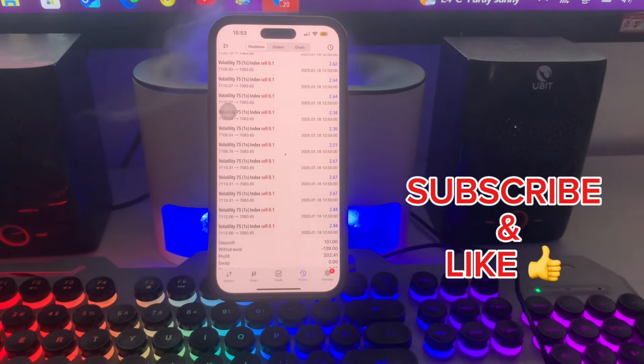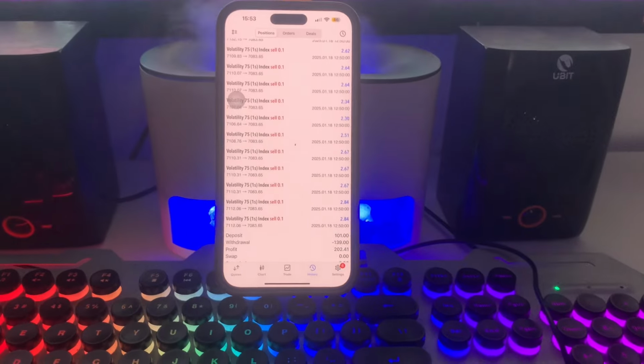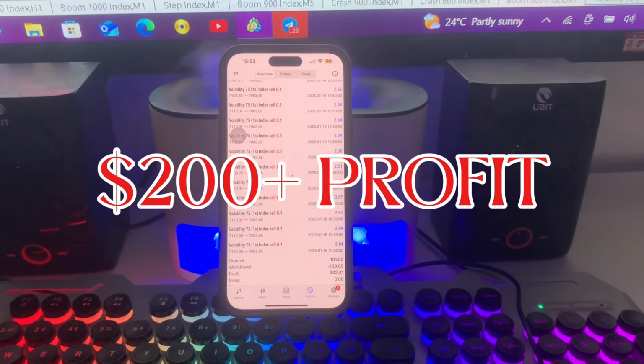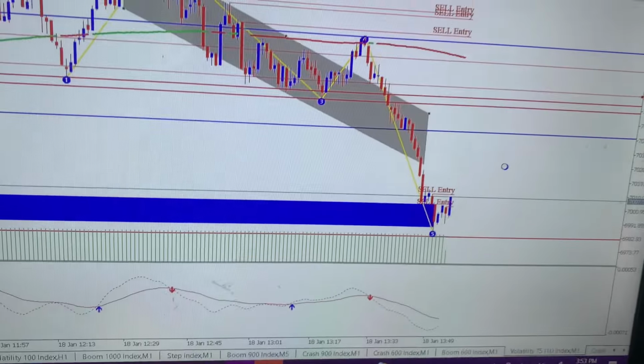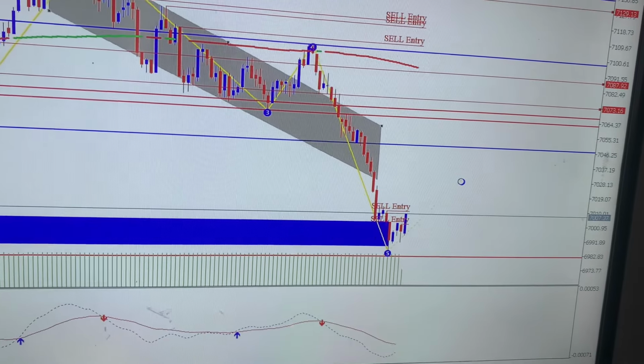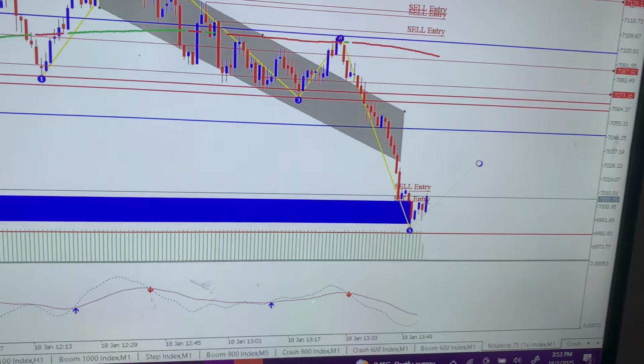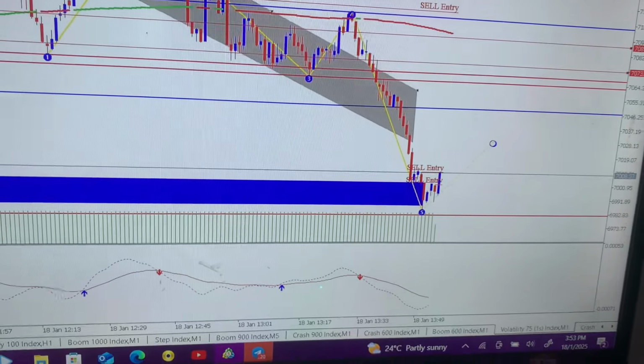I've flipped another account. As you can see, I've made over $200 in a day, guys, using this simple system. It automatically analyzes the market for you. All you have to do is follow the signals.